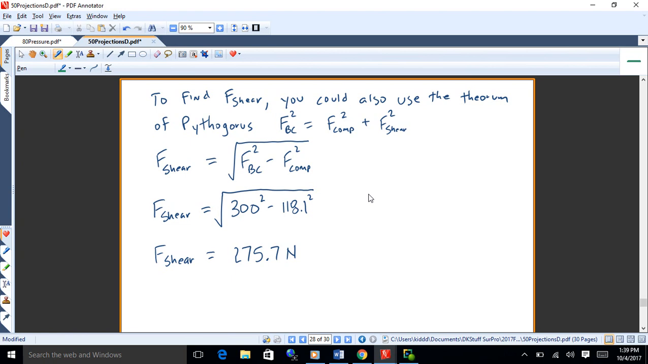Questions on that? Okay, so that's two ways to get to the shear. Shear vector is a fair amount more work. Shear magnitude, you can get it just doing this real quick, okay?